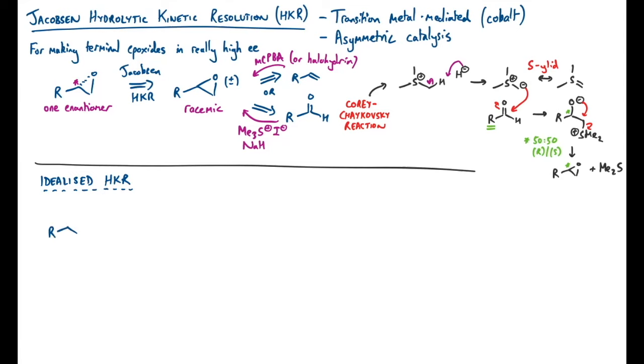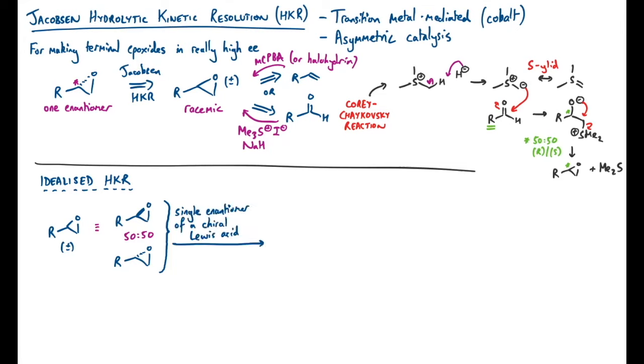Okay then, so when we've got our racemic epoxide like this, we know that's equivalent to a 50-50 mixture of two enantiomers, so that's just these two structures. And the idea is that we treat the mixture with a single enantiomer of a chiral Lewis acid. Now I'm just going to abbreviate that to LA with a little star.